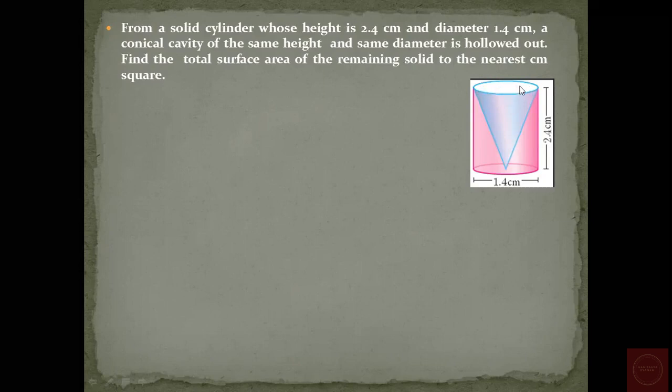So either you can take curved surface area plus the base, or you can take total surface area plus curved surface area of cone and minus this top of the cylinder. Okay, so let us type both the ways and the answer will be the same. So we can opt for any one of these.